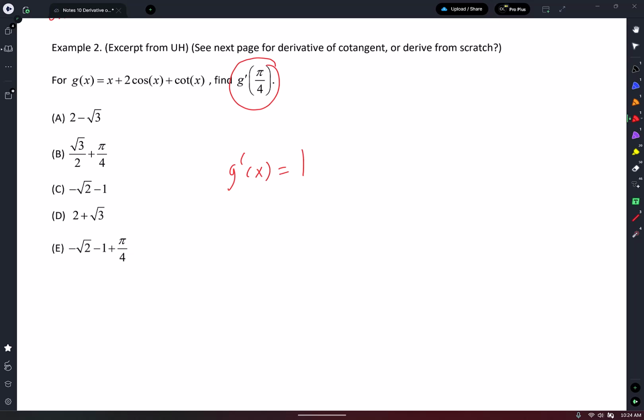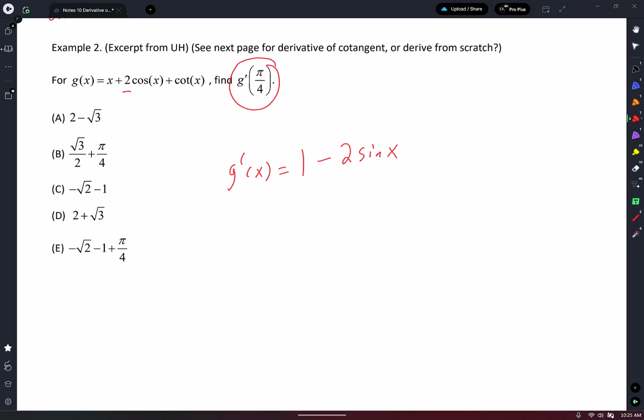Negative 2 sine x. Good job. Because there's a 2 in the front. The derivative of a constant is 0, but it's not.